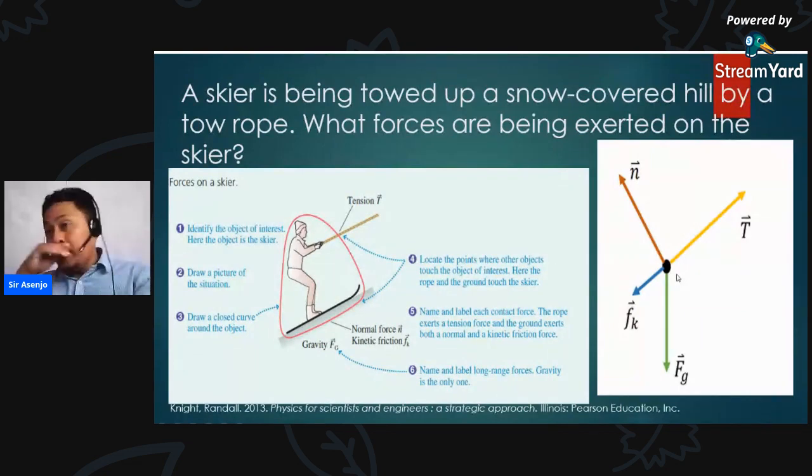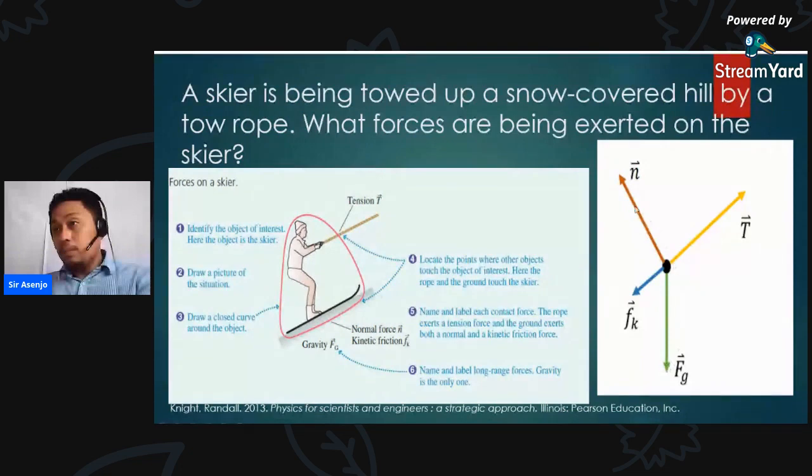And then opposite to the normal force is the gravitational force. That's what makes the skier touch the ground, because of gravity. And remember, why not opposite, sir? Why is it different, sir? Remember, the gravitational force should be going to the center of the Earth. So the only direction that goes to the center of the Earth is like this.